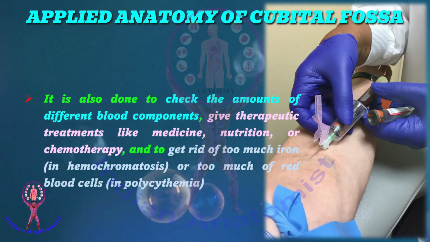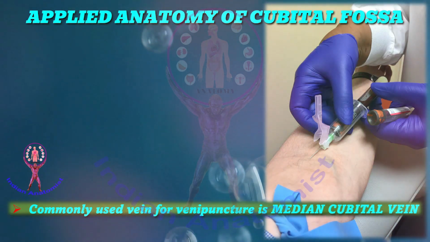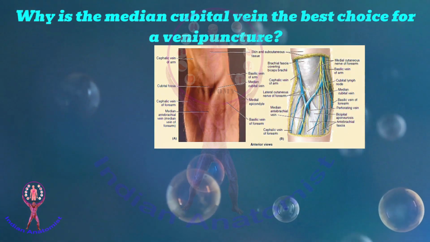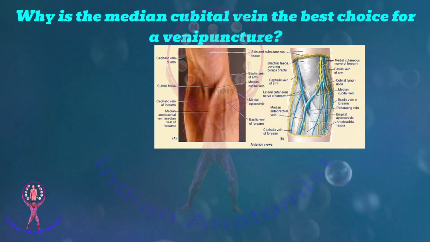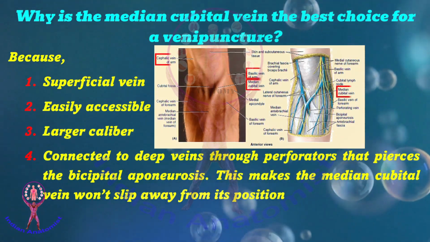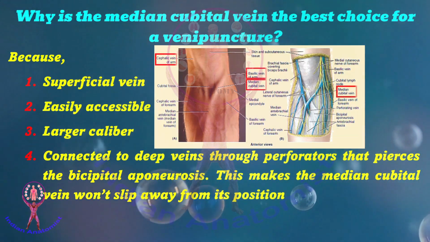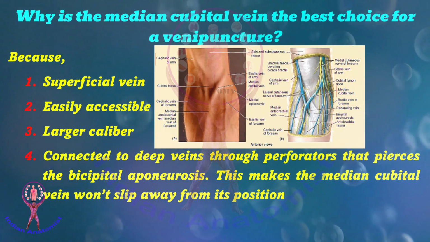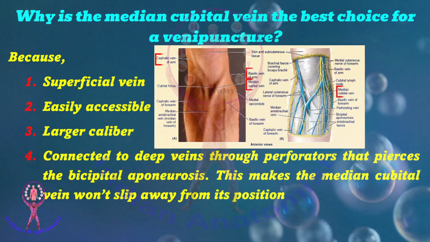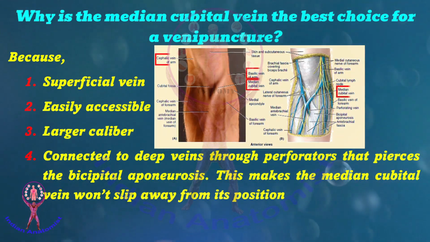Commonly used vein for venipuncture is median cubital vein. Why is the median cubital vein the best choice for a venipuncture? The reasons are because it is a superficial vein, it is easily accessible, and it has a larger caliber. And the next important reason is it is connected to deep veins through perforators that pierce the bicipital aponeurosis. This makes the median cubital vein not slip away from its position during venipuncture.